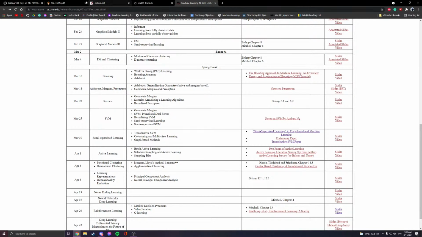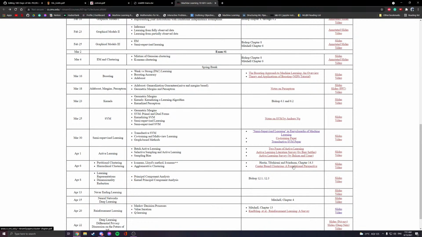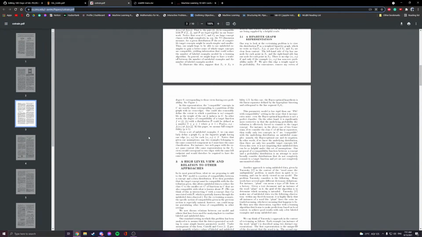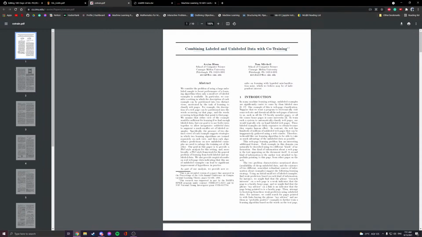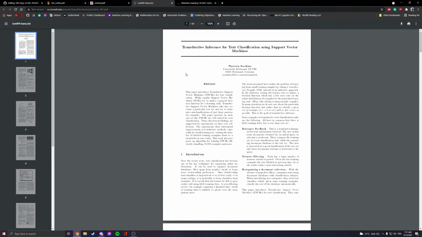Here's what we're gonna do. We're gonna first revise semi-supervised learning with this paper that I found from the CMU notes, Semi-Supervised Learning in Encyclopedia of Machine Learning. Then continue with the main paper for the co-training algorithm, combining labeled and unlabeled data with co-training, the paper by Tom Mitchell.